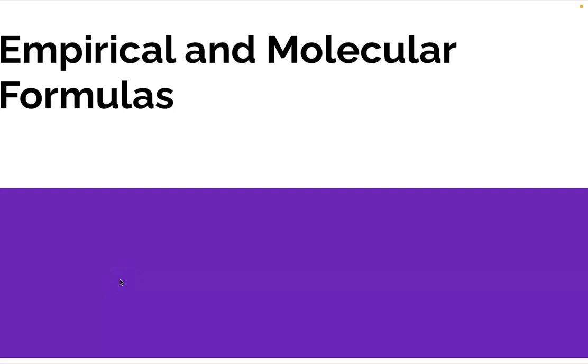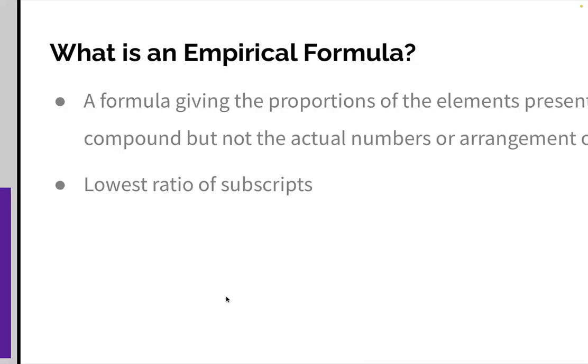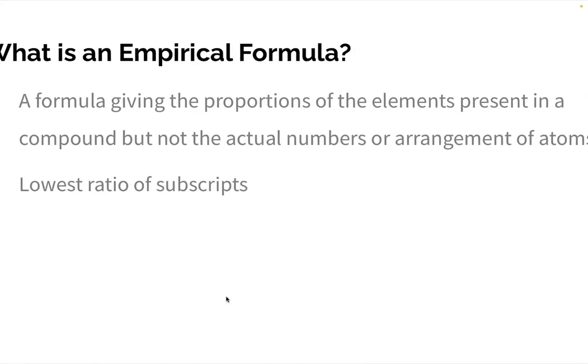Okay, today what we're going to do is take some notes over empirical and molecular formulas. So what is an empirical formula? This is a formula giving the proportions of the elements present in a compound, but not the actual numbers or arrangement of atoms. Okay, and it's the lowest ratio of subscripts.